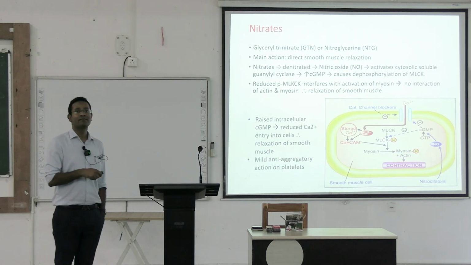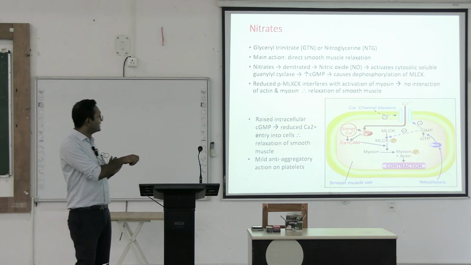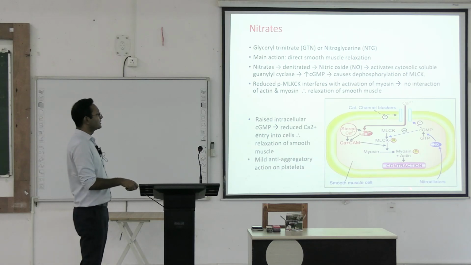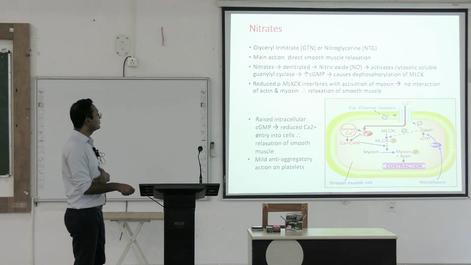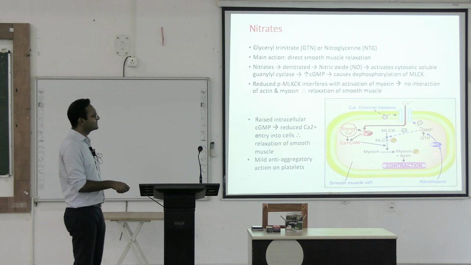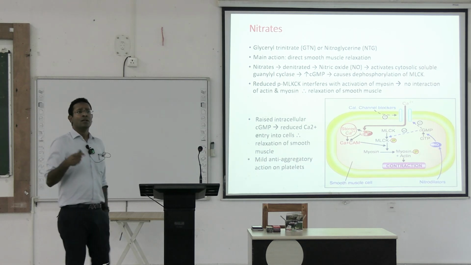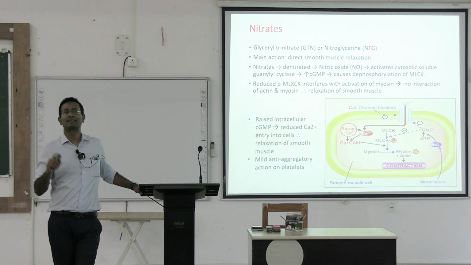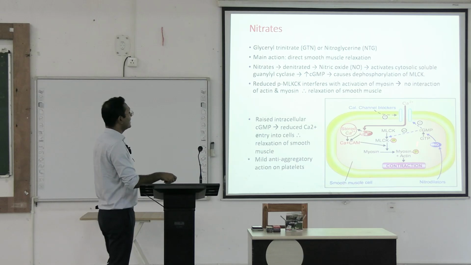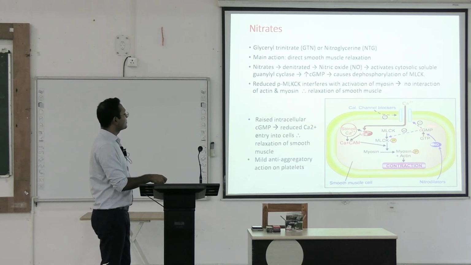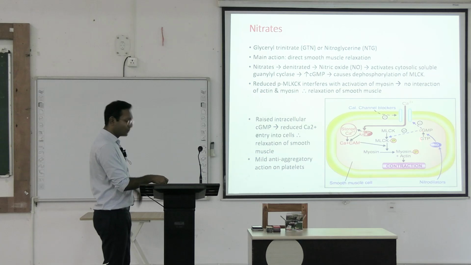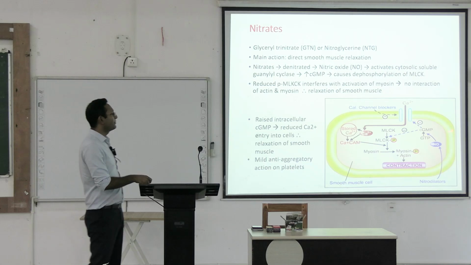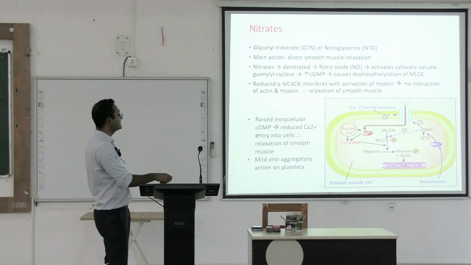Their main mechanism of action is direct smooth muscle relaxation. How does it do this? If you see in this photo, the nitrates, when given to a patient, get denitrated, which releases nitric oxide into the cell. This is the reason these drugs are also called NO donors, nitric oxide donors. Now the NO released activates the cytosolic soluble guanylyl cyclase, which leads to an increase in cGMP availability inside the cells. Now what happens when there is increased availability of cGMP in the cells?